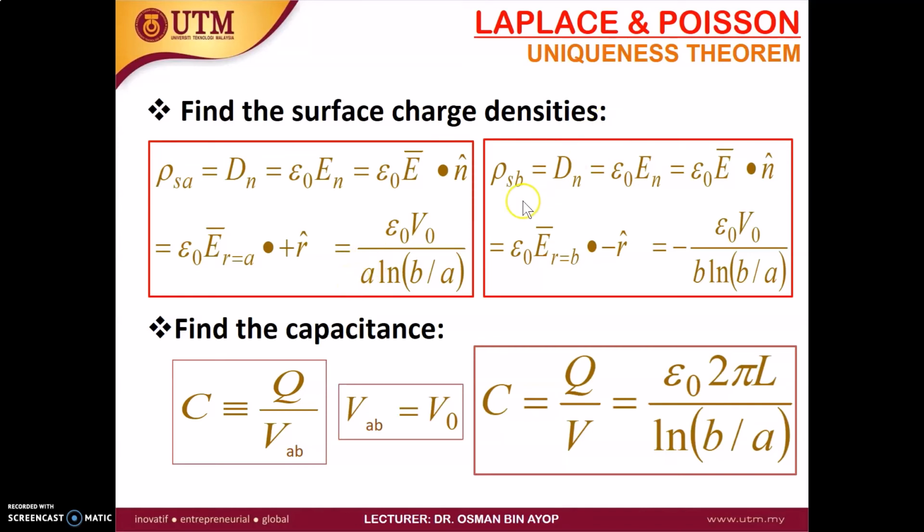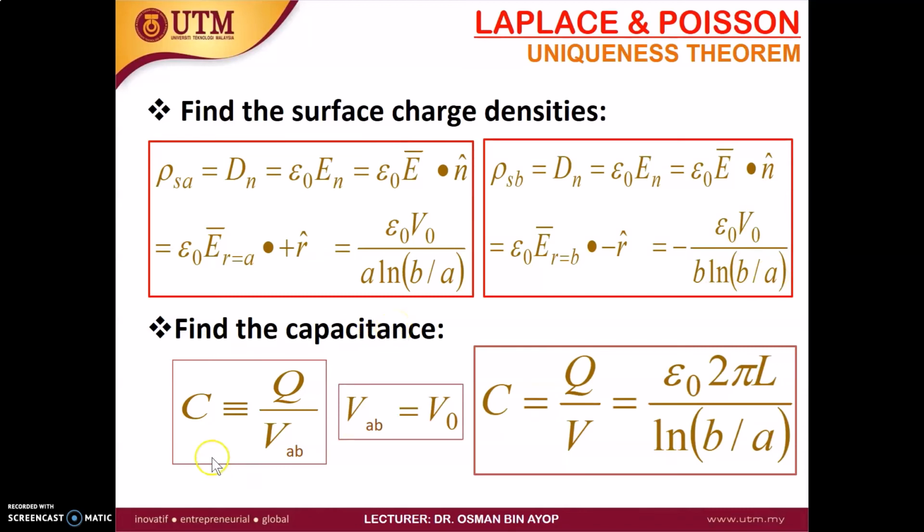For rho SB, it's also the same as D_n. The only difference is that the normal vector when r equals b is going inside the material, which is negative r. And we have to change r equal to b. So when you set r equal to b and take the dot product with negative r, you get negative epsilon naught V0 divided by b ln b over a.